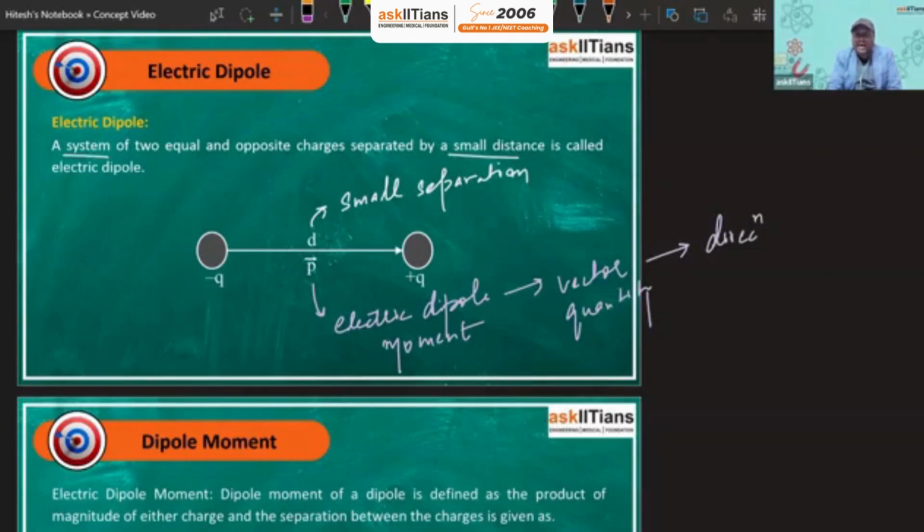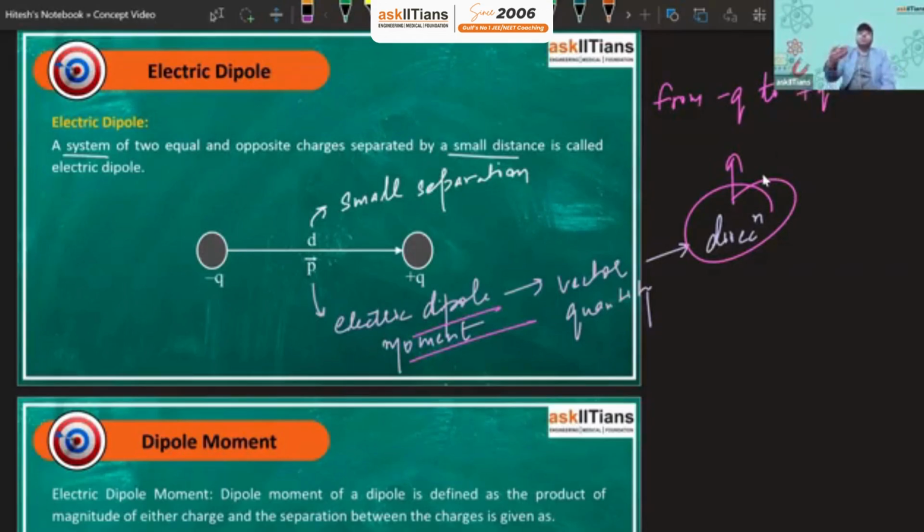So we need to understand the direction of electric dipole moment. There are two possible directions, positive to negative or negative to positive. This dipole moment's direction is from negative to positive. As you can see from this arrow, this is the direction of electric dipole moment. This is quite important. It is from -q to +q, from negative to positive.